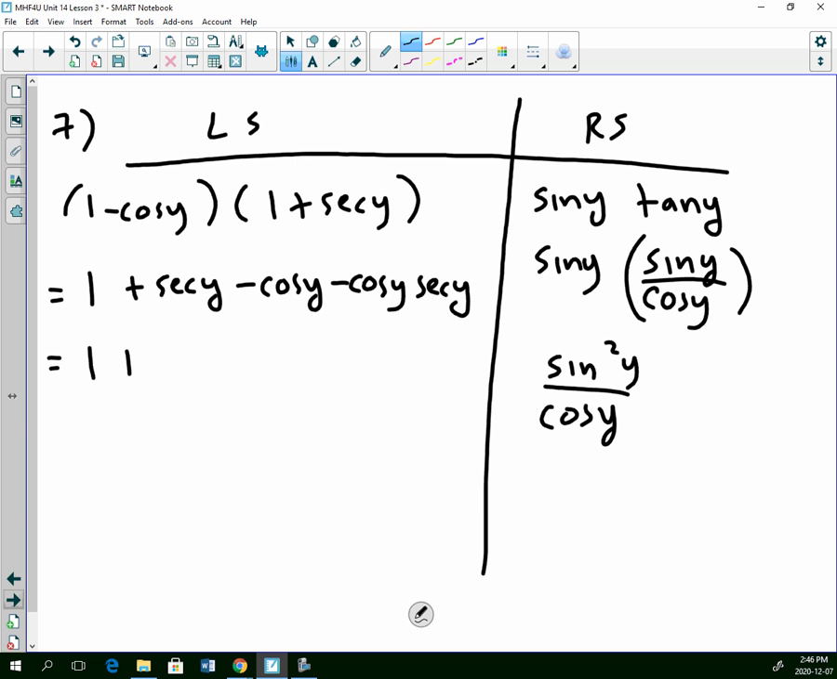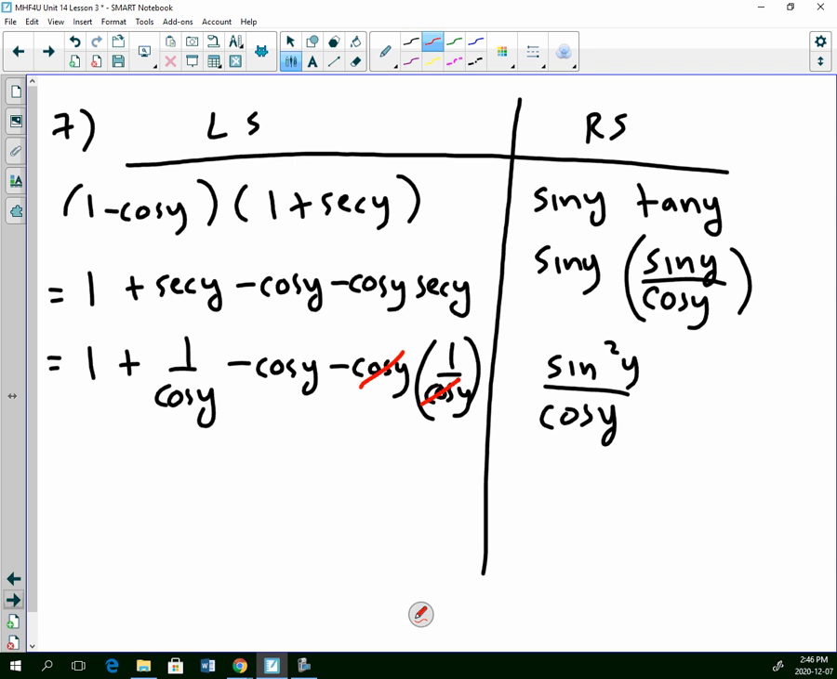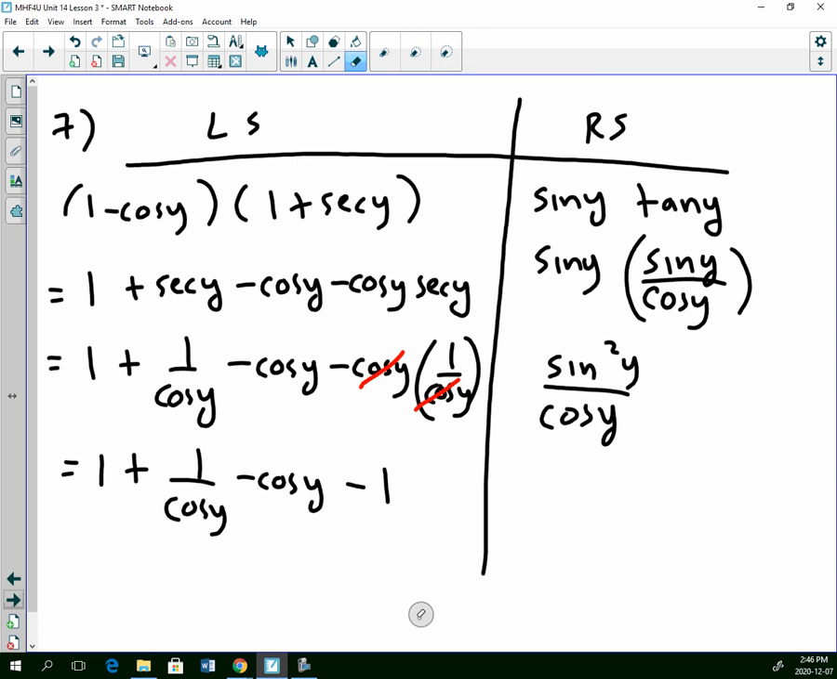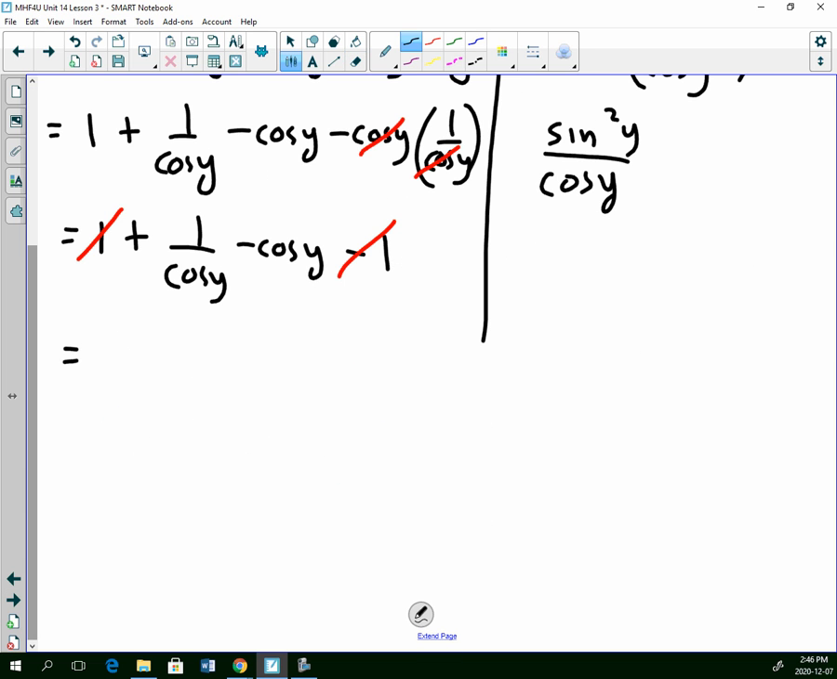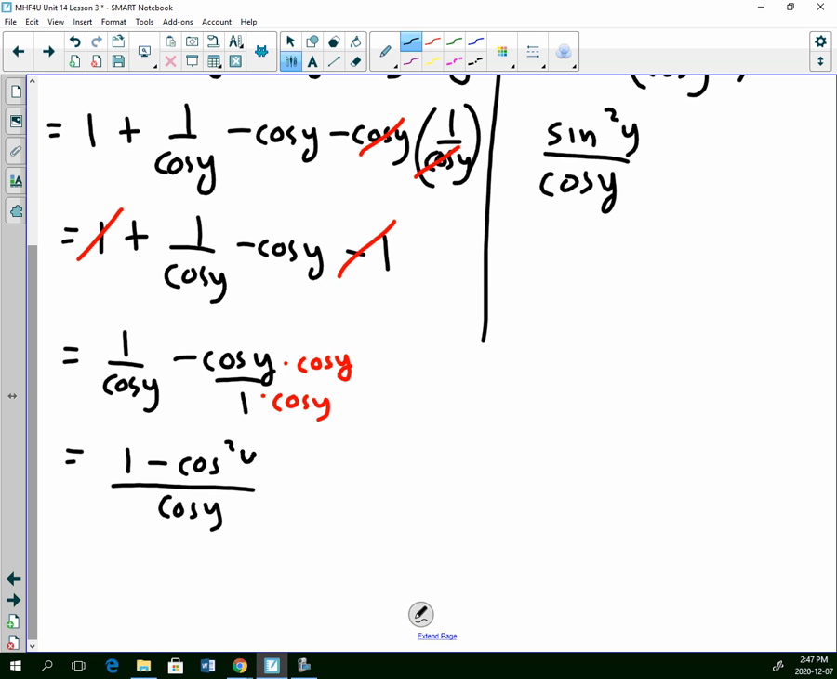Okay, so what can we change? Secant is 1 over cosine. Then we have minus cosine. And then we have secant is 1 over cosine. So cosine divided by cosine will simplify to 1. And then this 1 subtracts with this 1. So now we have 1 over cos y minus cos y. So we'll need a common denominator to add those together. So we will get 1 minus cos squared y over cosine y.